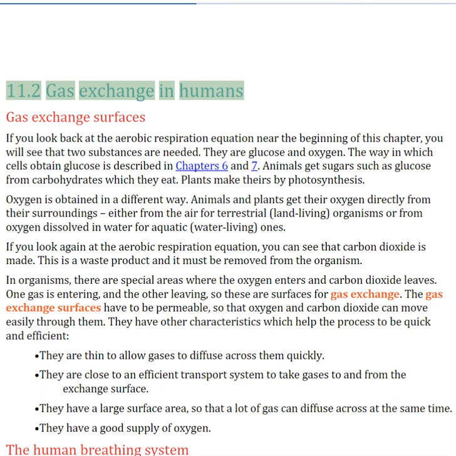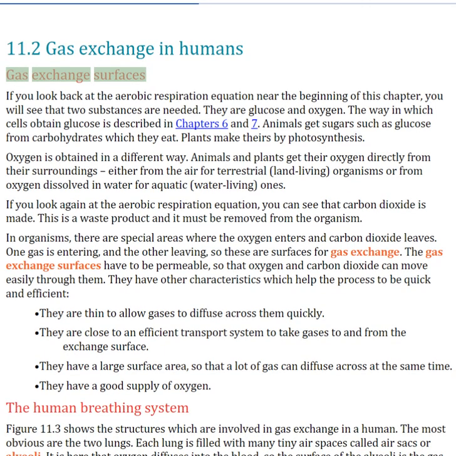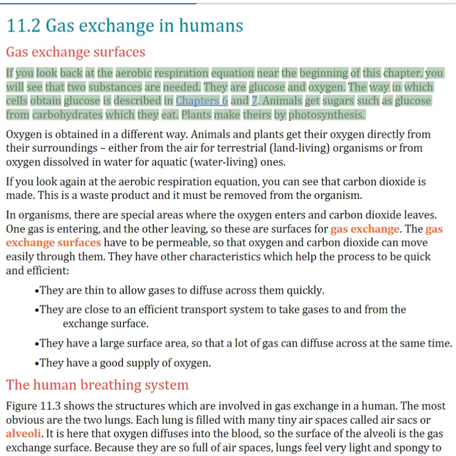11.2 Gas exchange in humans. Gas exchange surfaces. If you look back at the aerobic respiration equation near the beginning of this chapter, you will see that 2 substances are needed. They are glucose and oxygen. The way in which cells obtain glucose is described in chapters 6 and 7. Animals get sugars such as glucose from carbohydrates which they eat. Plants make theirs by photosynthesis.